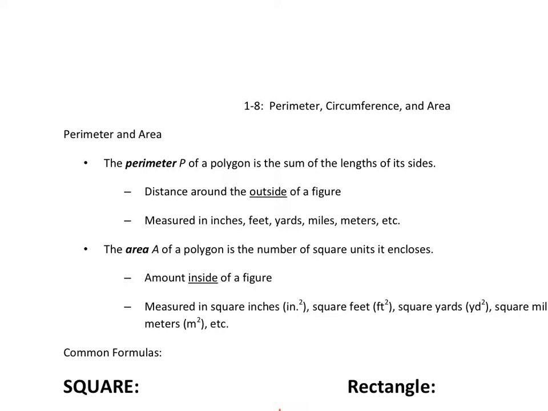Hello, here we're going to be looking at section 1.8, perimeter, circumference, and area. So perimeter and area, let's dive on in.